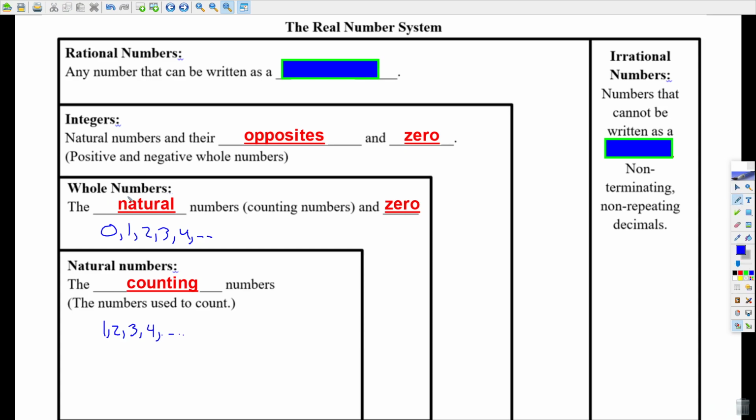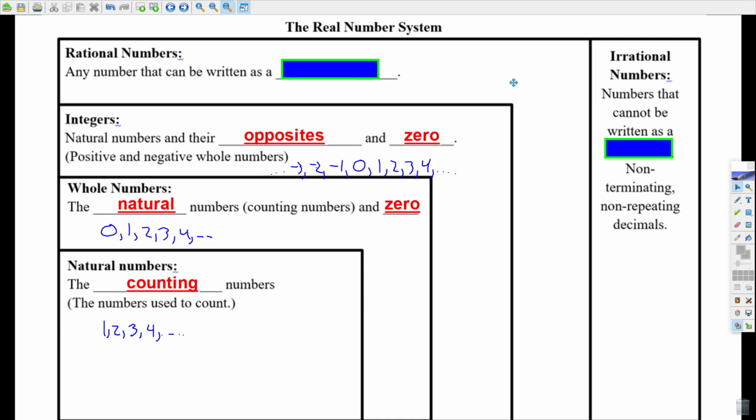So just like the category below with the whole numbers, we have, let's put down here maybe, 0, 1, 2, 3, 4, and so on. But we also have the negative counterparts: -1, -2, -3, and so on. So all the positive numbers, all the negatives, that makes up all the integers.